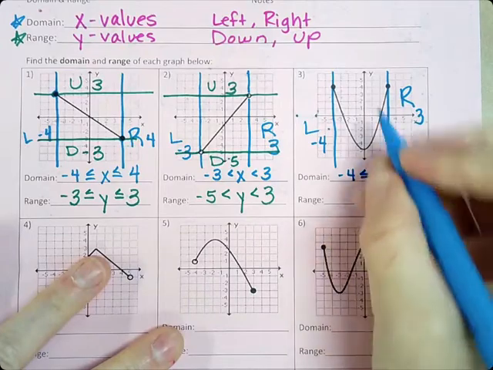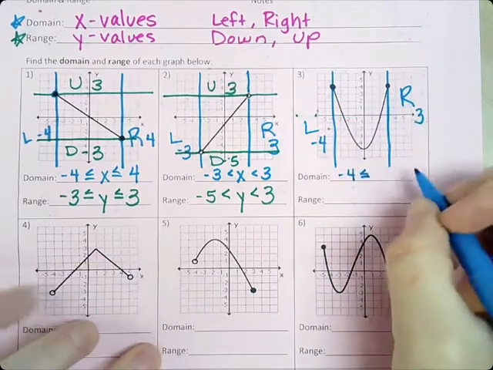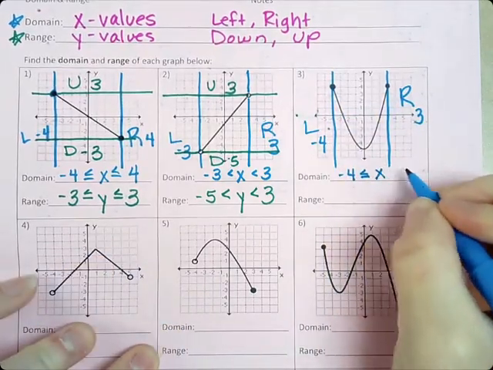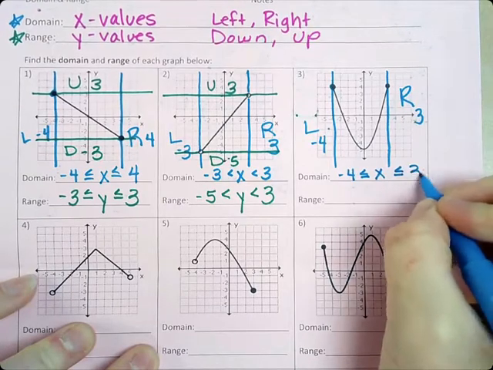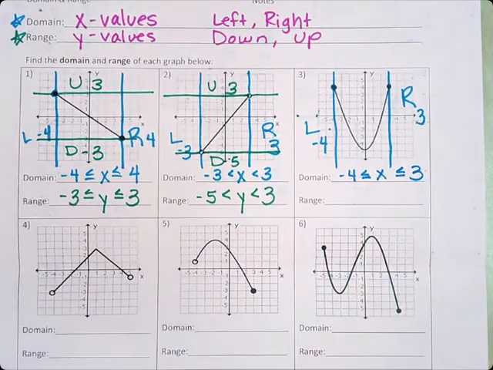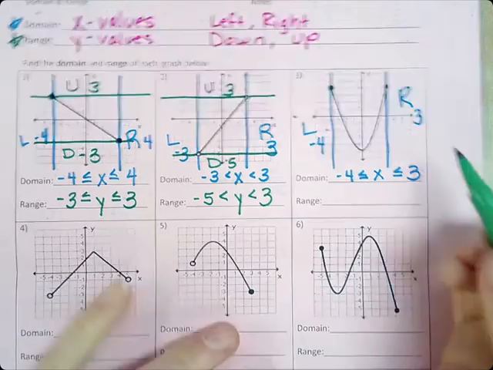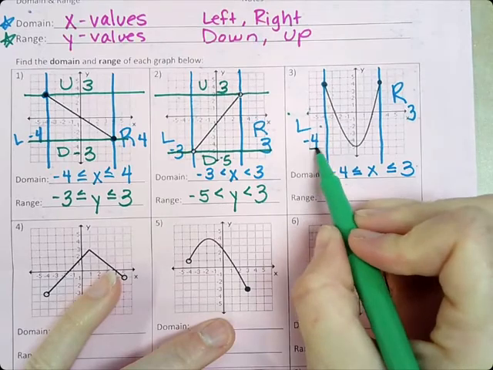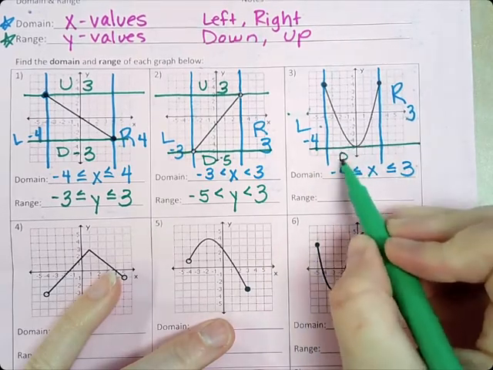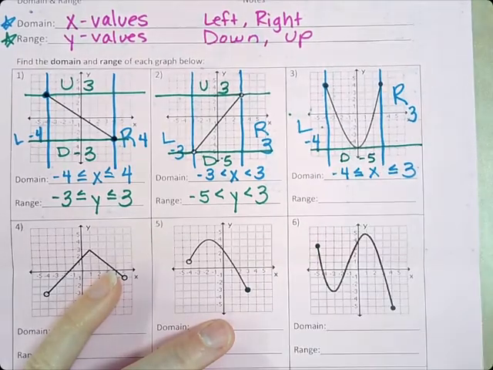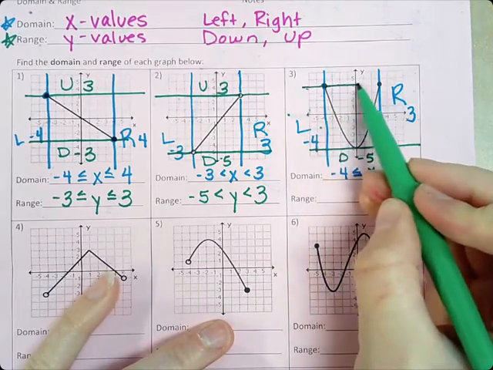It's included because it actually touches it on both sides. It touches it. So they're both less than or equal to. And then our range, how far down and how far up.